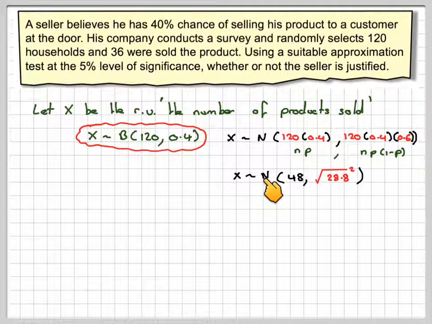So X will be normally distributed with mean 48. Now the variance is actually 28.8, but as I've told you before, it's probably better to write it as the square root, because when you come to standardize, you need the standard deviation.